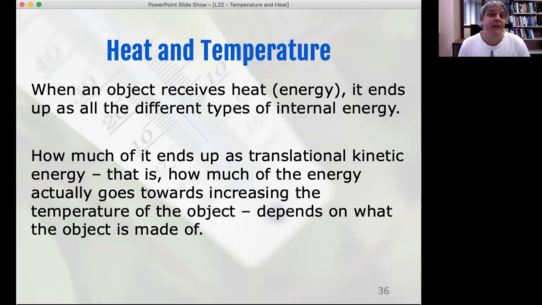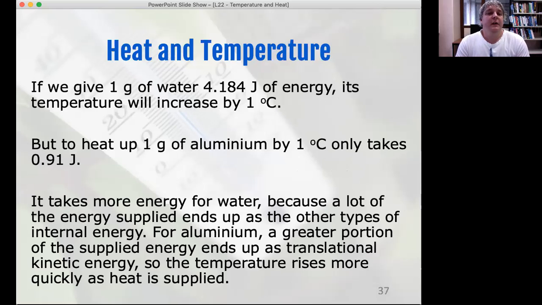So how much of that energy ends up as translational kinetic energy depends on what the object is made of. If you put it into one object, it might put most of it into translational kinetic energy. If you put it into a different substance, it might put only a tiny bit into translational kinetic energy. So putting the same amount of energy would mean that the two objects gain different amounts of temperature, even though they've both gained the same amount of internal energy. For example, if we give 1 gram of water 4.184 joules of energy, its temperature will increase by 1 degree Celsius. That's what we just saw with the calorie.